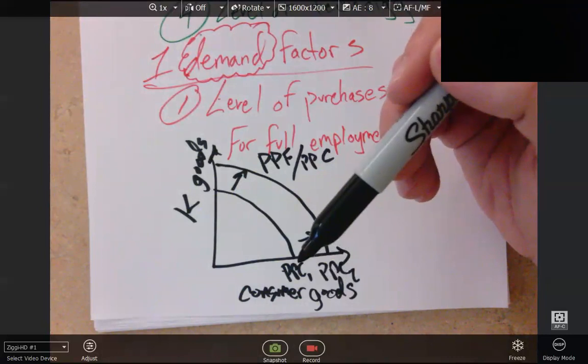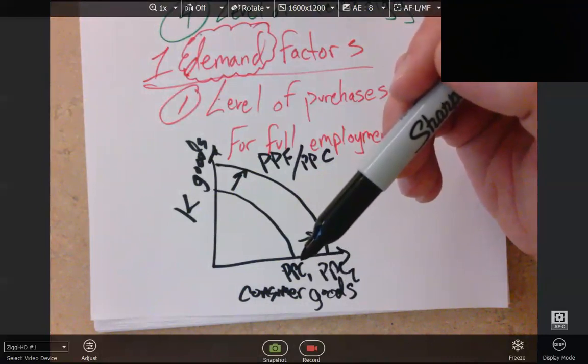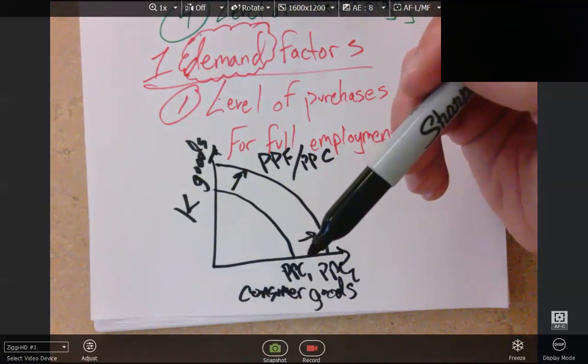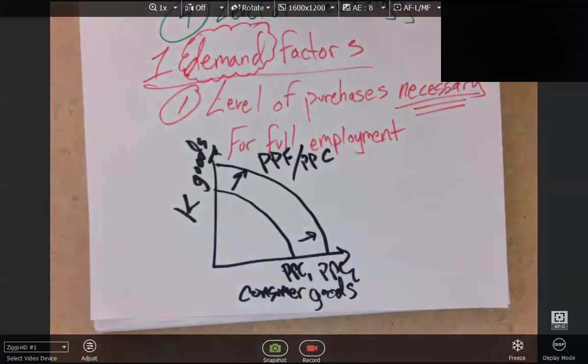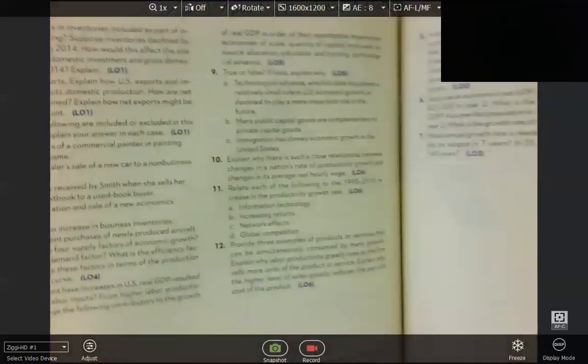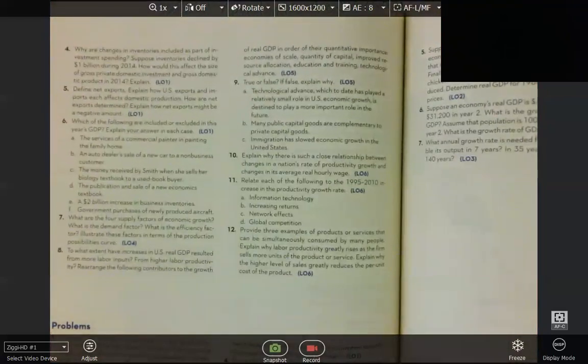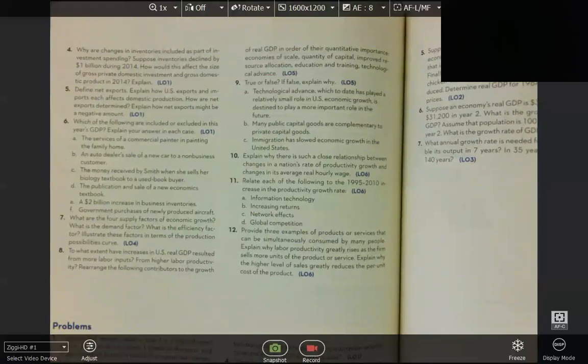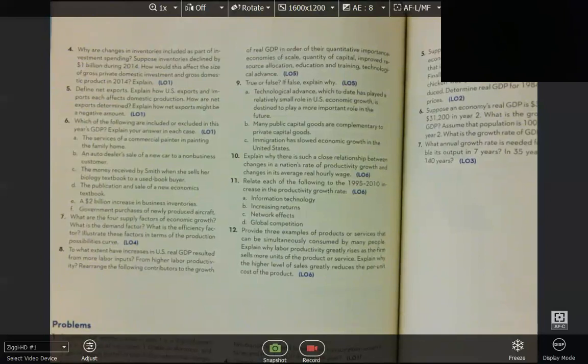Okay. Let's see. Okay, question 10. Explain why there's such a close relationship between the change in the nation's rate of productivity growth and the changes in its average real hourly wage.